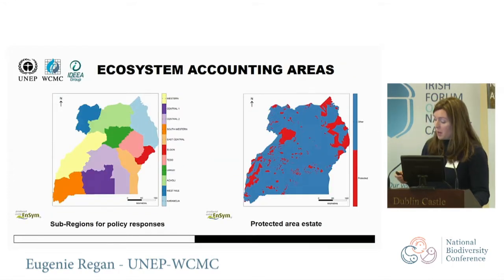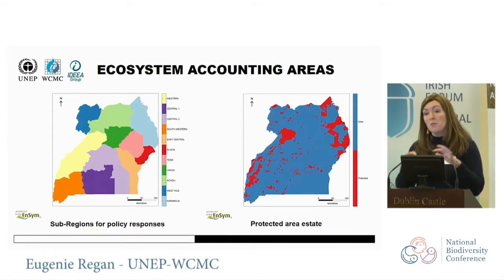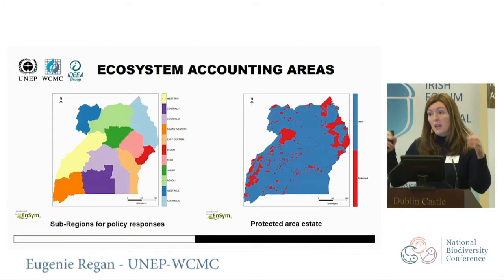But here are some of the practical things that were done in Uganda, and this looks very similar to the maps that were presented by the other speakers as well. They thought, okay, we'll divide up into sub-regions because this is how we do our national accounts in Uganda anyway. They also looked at what the protected area estate in Uganda is. And that was some of the basic information that they could start with and build their accounts on the basis of that.